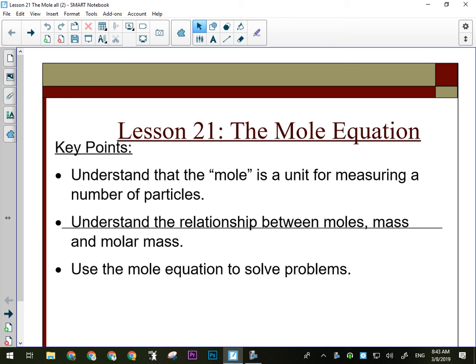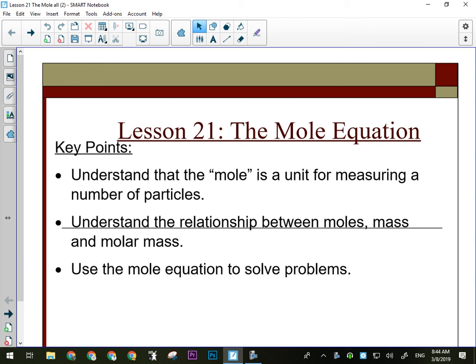So last thing in the chemistry unit is the mole concept and the mole equation. In most forms of measurement, we use things like volume, like liters, or mass, grams, kilograms, or length, centimeters, meters, things like that. In chemistry, we can use liters, volume, and mass in kilograms or grams, but in chemistry, we need a little bit more than that.